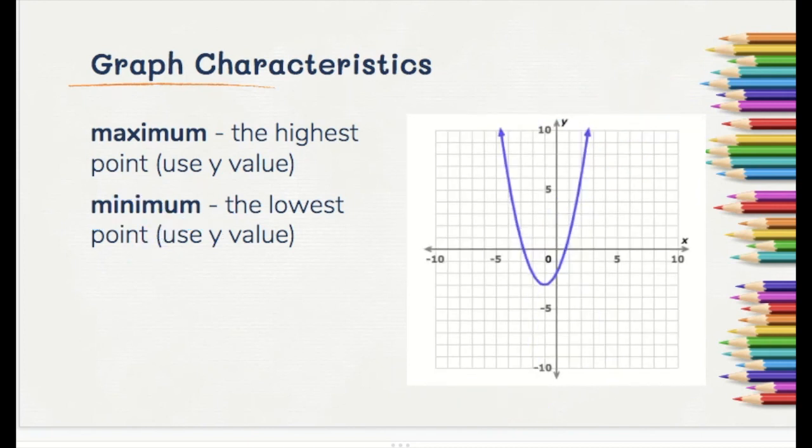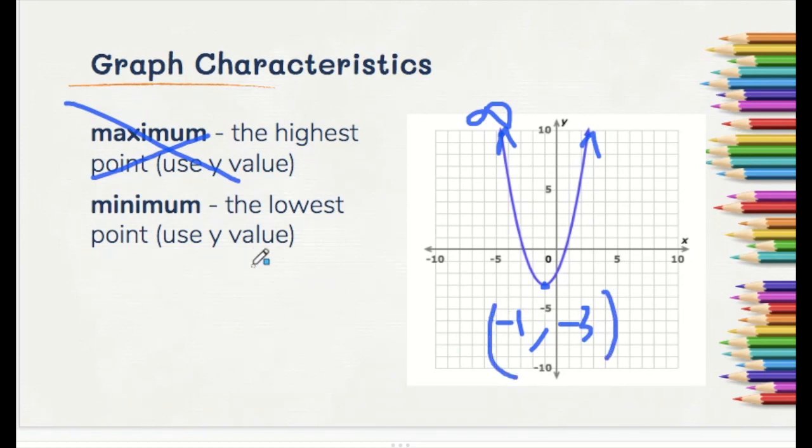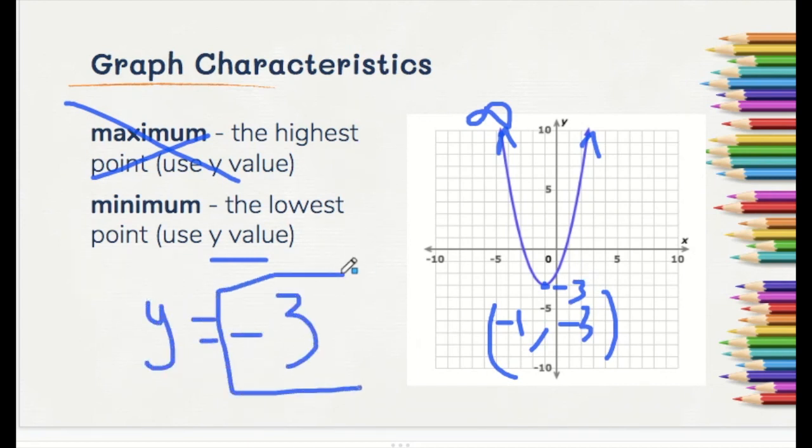Now let's take a look at an example that has a minimum but no maximum. So you see, because this graph opened upwards, there is a lowest point. And there is no highest point, no maximum because the arrows go up to infinity. But the lowest point here, it's at -1 and -3. That is the coordinate point. But remember, for minimum and maximum, we only need the y value. So the y value is -3.